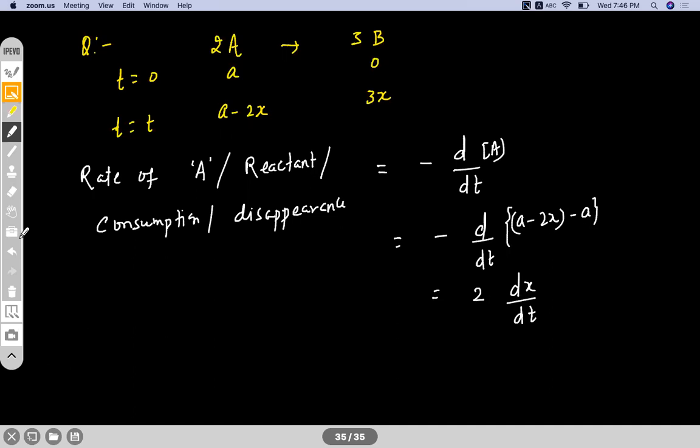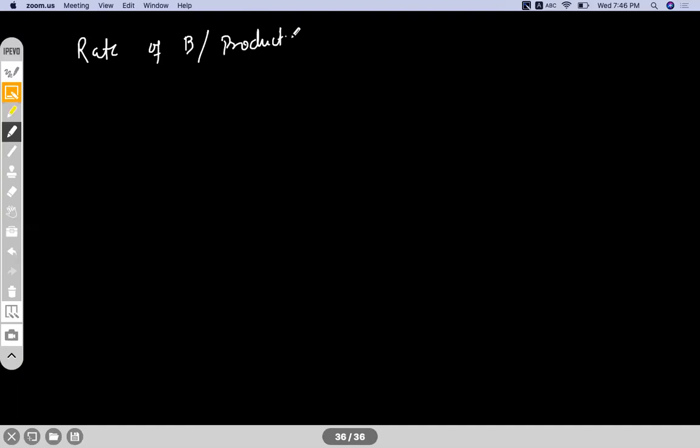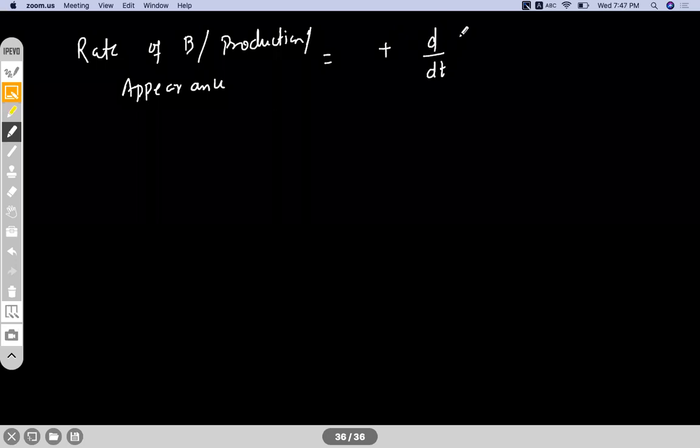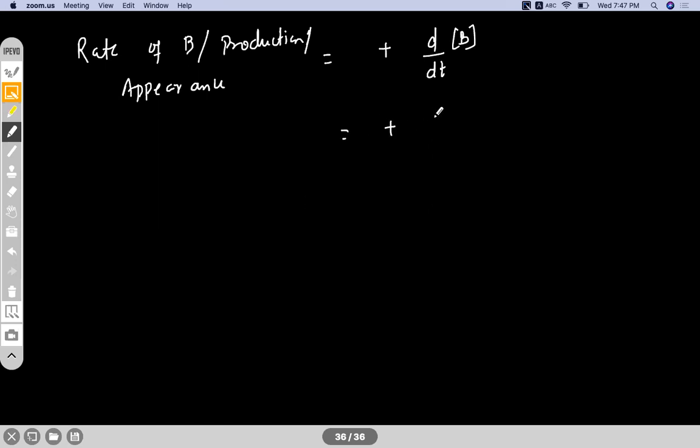Okay. Similarly, copy this down first. I'll go to the next page. Done. Rate of B. B is the product, so production. Rate of appearance, anything we can write. This equals to plus of d by dt of concentration of B, which becomes plus of d by dt of 3x minus 0. So this would be plus 3 dx by dt.